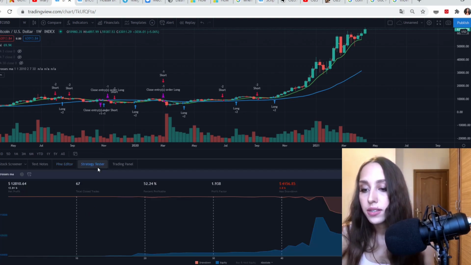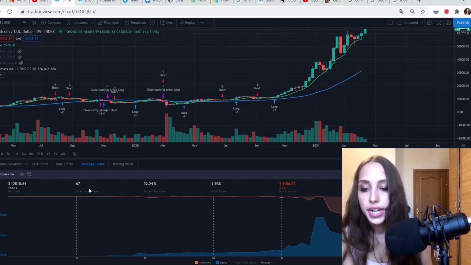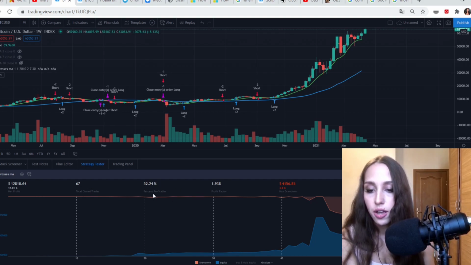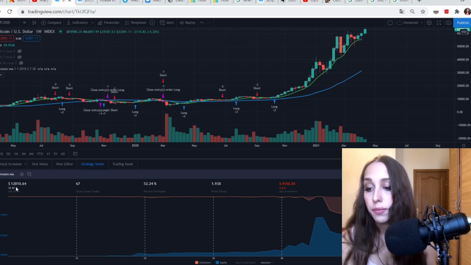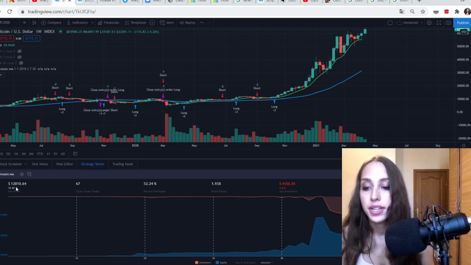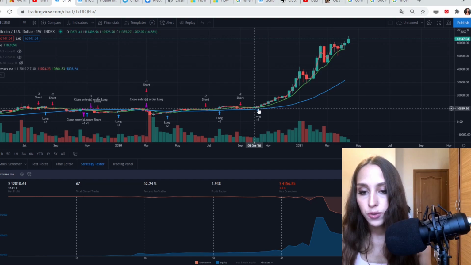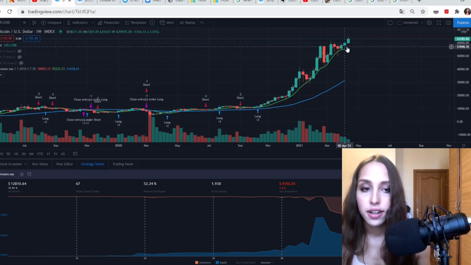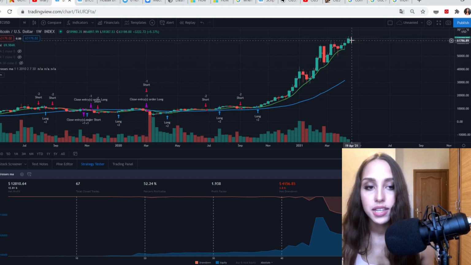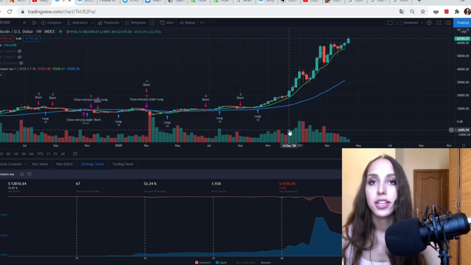So you have this feature here, which is a strategy tester, and you can see that we have 67 closed trades. You have a percentage here, how many trades are profitable, and you can see right here that we've made $12,000, but of course it's not true. We've made much more using this strategy because we have opened this long trade at $10,000 right here, and right now Bitcoin is at $63,000. So you've made a huge profit, especially if you use leverage.